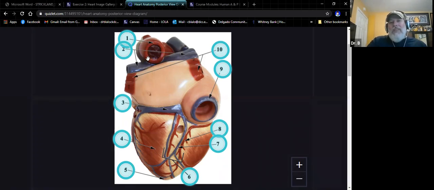Now, I know Mr. Russell has this labeled as just aorta, but again, this is moving down. So correctly, for practical purposes, this would actually be the descending aorta.